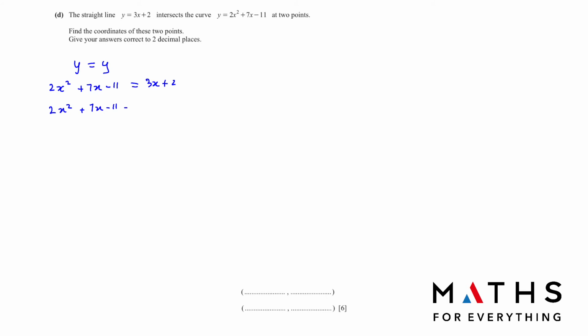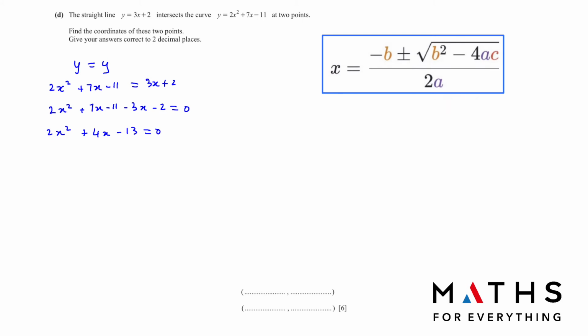3x, when we shift, the sign will change. It will be negative 3x, plus 2 will be negative 2. Make it equal to 0. 7 minus 3 will be 4x and negative 11 minus 2, negative 13. Because they said write the answer in 2 decimal places, even though this is a quadratic equation, we know that we cannot factorize it. So we will have to use the quadratic formula, which is this. Let's see what our A, B, and C are.